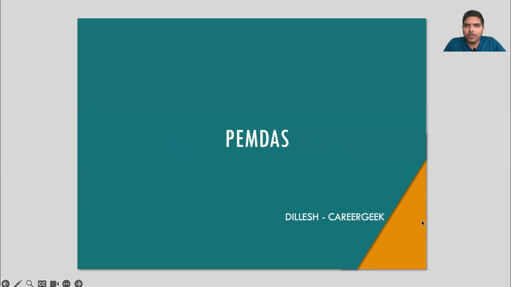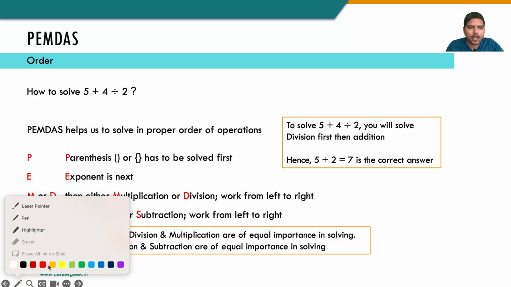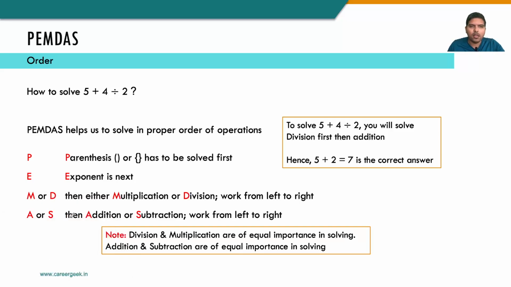Hi everyone, we will begin with the PEMDAS rule. Why PEMDAS is important is, let's say we have to solve something like 5 plus 4 divided by 2. Now there are two ways of solving this. Either you take plus first and solve it, or you solve the division first and then add later. So let us see both the ways.